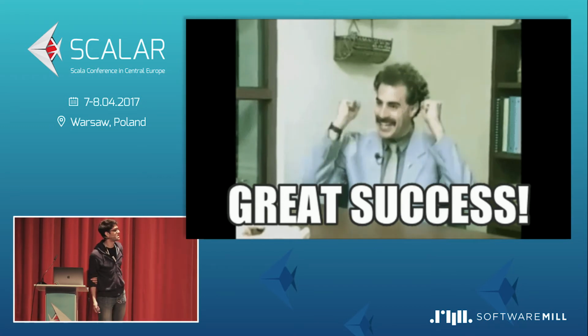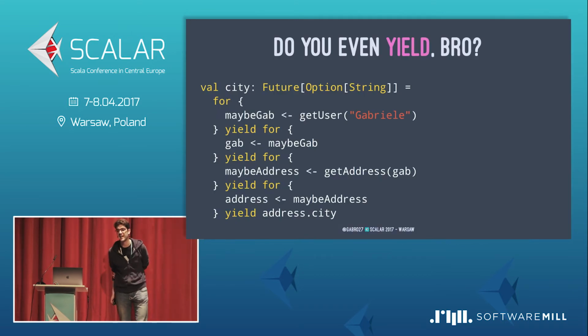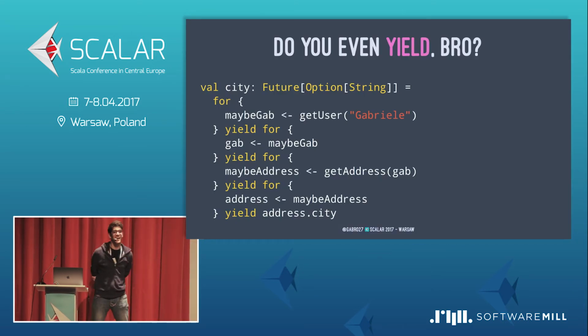Or, well, as functional programmers, we really like the for yield syntax, so we're going to do this and go home. Never do this. I'm not even sure it compiles, but it should. You can actually do this. It's a silly way of doing that.